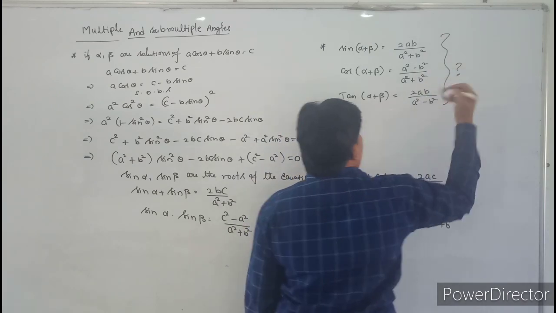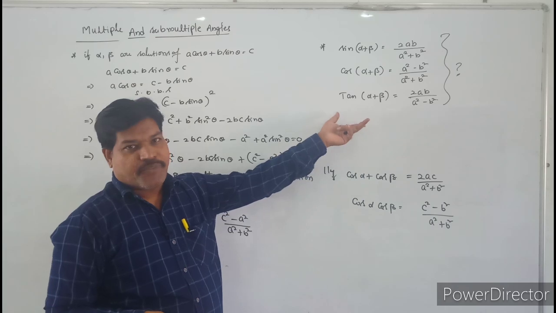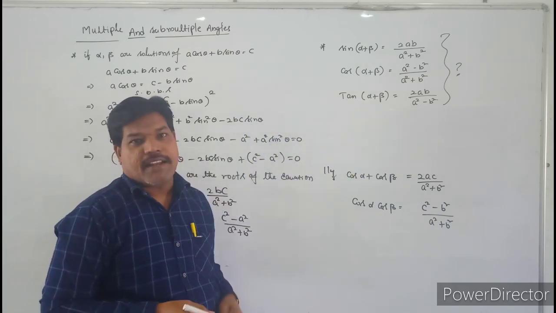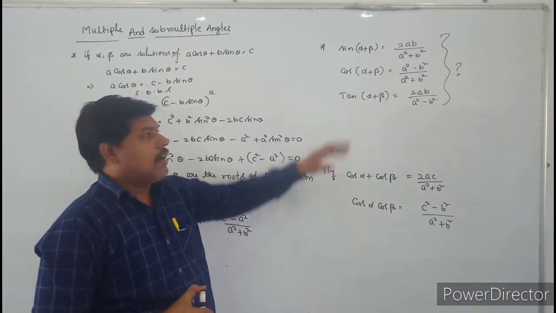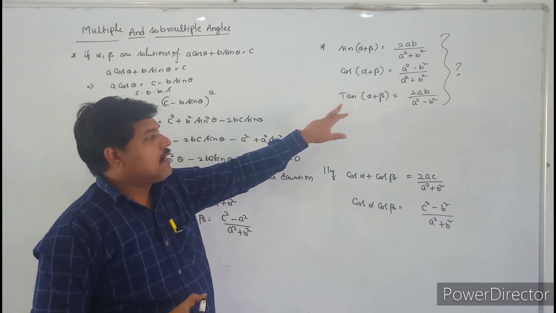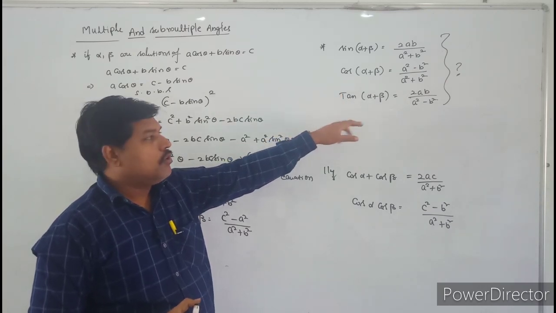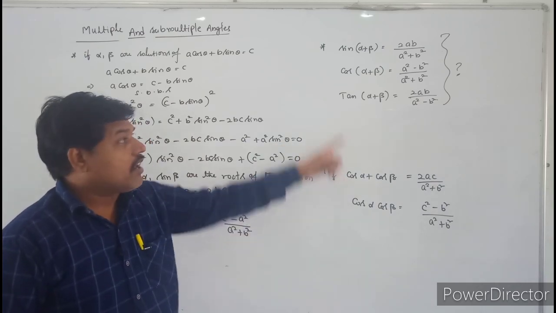So try this one. Why are you getting that? I have already given the hints for this one. So calculate that sin of alpha plus beta is equal to 2ab by a square plus b square, and cos of alpha plus beta is equal to a square minus b square by a square plus b square, and tan of alpha plus beta is equal to 2ab by a square minus b square. Okay, so see that one, students, and try those 3 conditions.